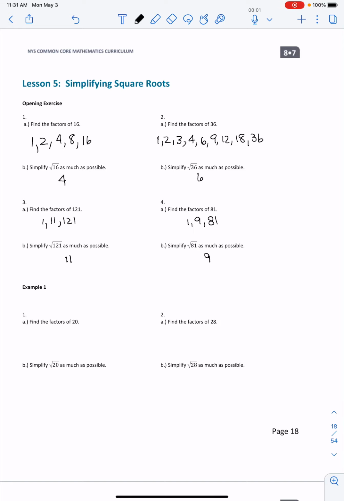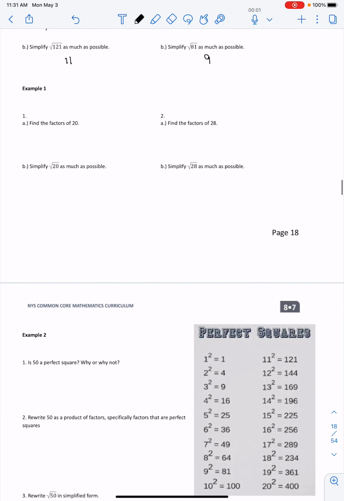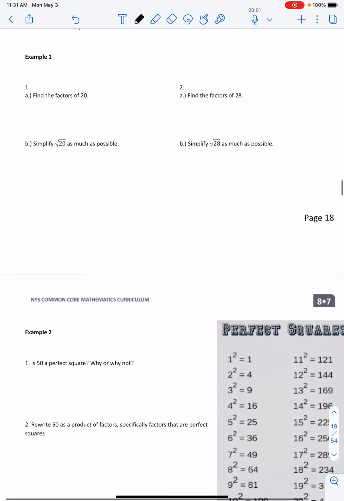So for example 1, let's move this up a little bit. Let's just make that a little bit bigger. It says find the factors of 20. Well, the factors of 20 would be 1, 2, 4, 5, 10, and 20. The factors of 28 would be 1, 2, 4, 7, 14, and 28.